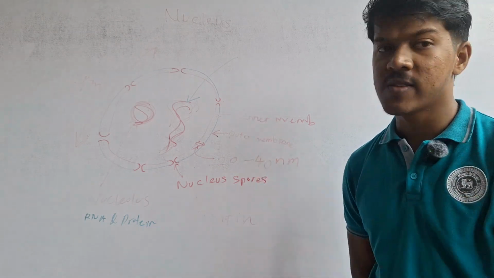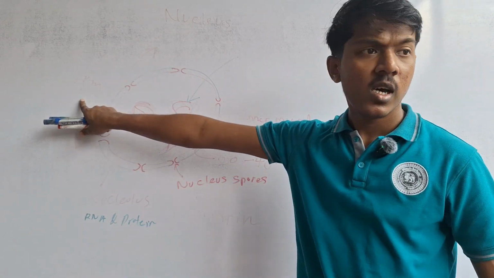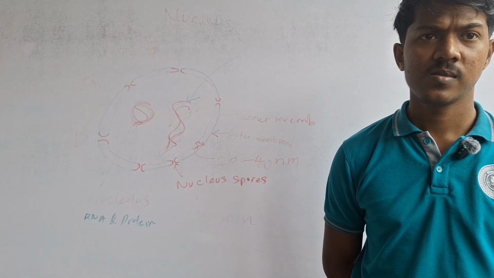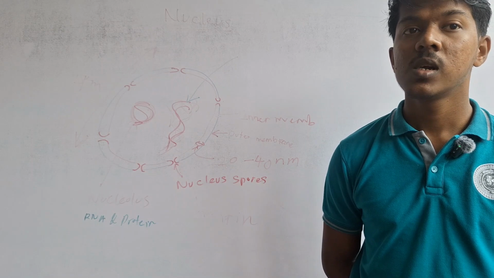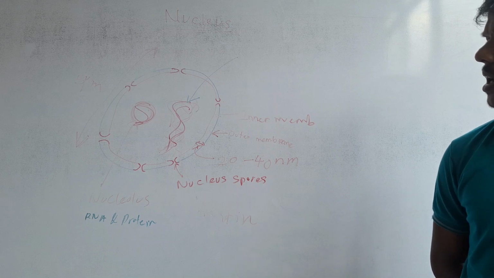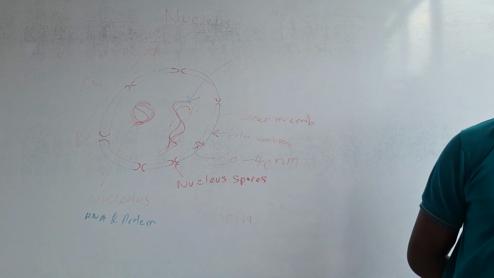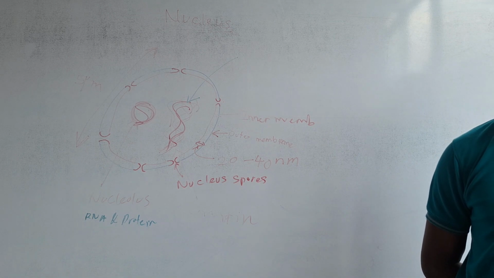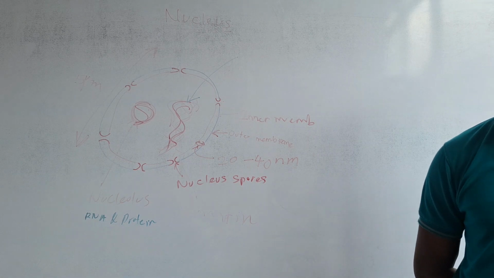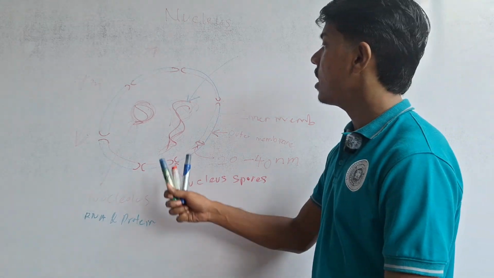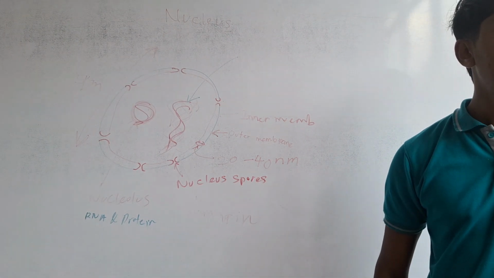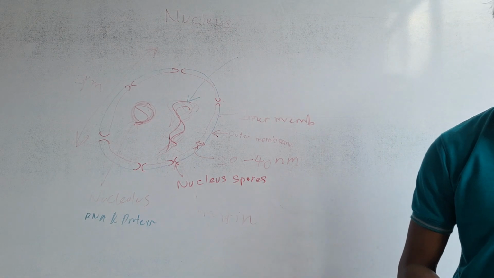After that, what's the diameter of the nucleus? 5 micrometers. Next, two parts: nucleolus and chromatin. Chromatin means a group of DNA. The nucleolus is made up of RNA and proteins. Main function of the nucleolus: controls the cell activity. Other than that, protein synthesis.